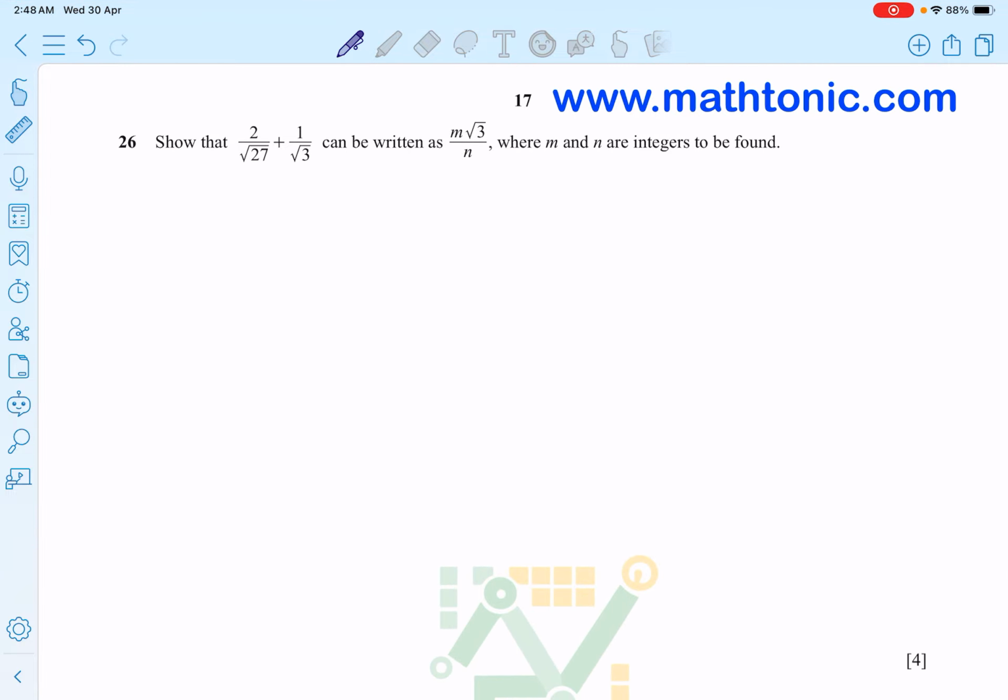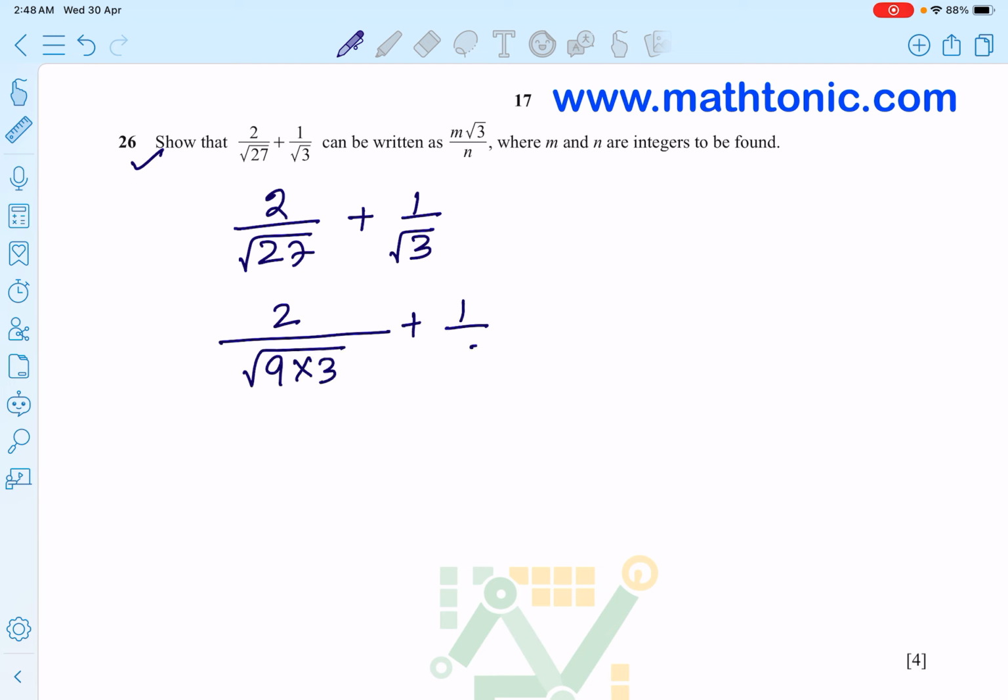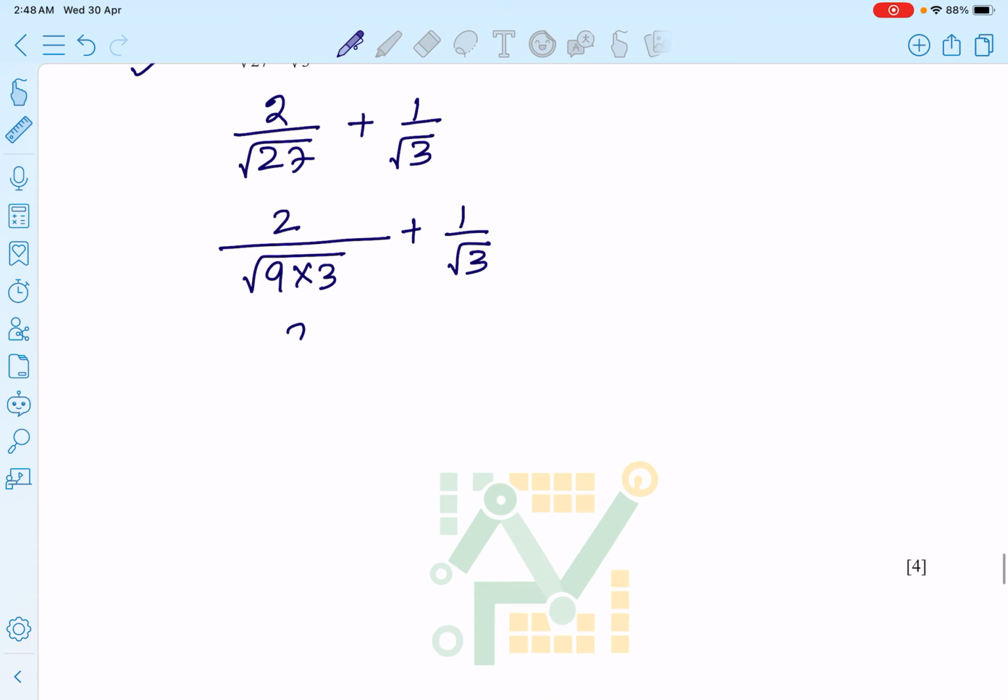Question number 26 is a question on surds. So how to solve this kind of question? As I told you already, 2 over square root of 27 plus 1 over square root of 3. Now we can break 27 like 9 times 3. So 9 is a square number, right? So plus 1 over root 3. Now the square root of 9 becomes 3, and this will be 3 root 3, plus 1 over root 3.